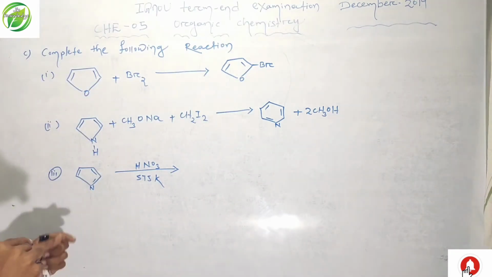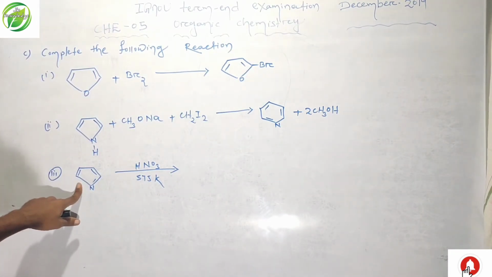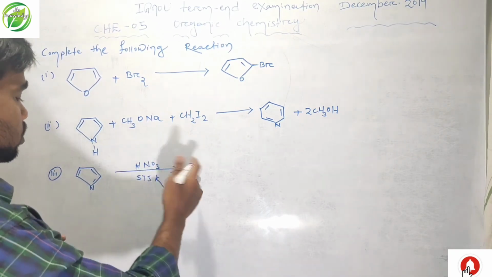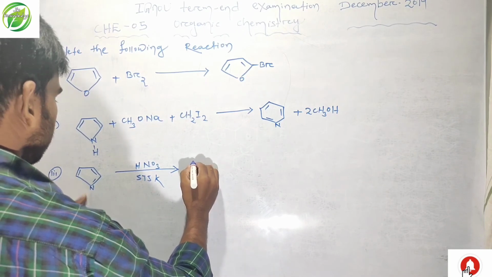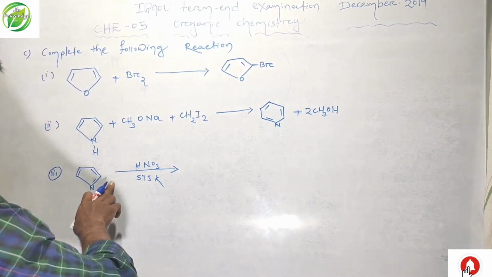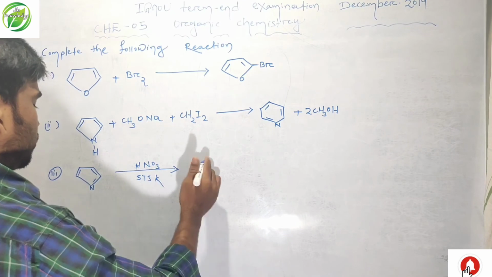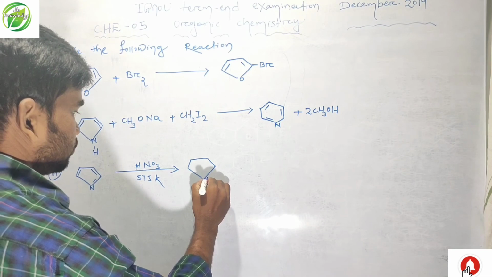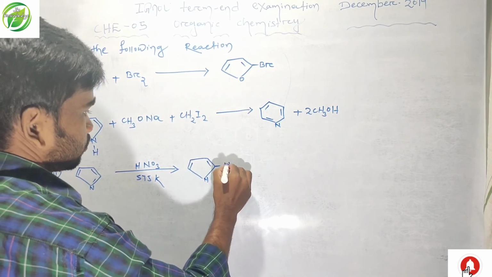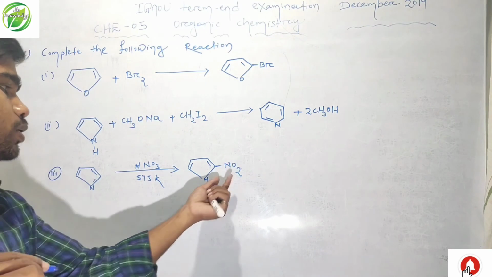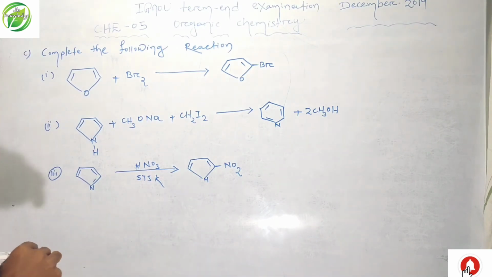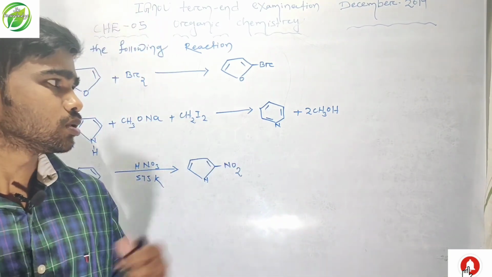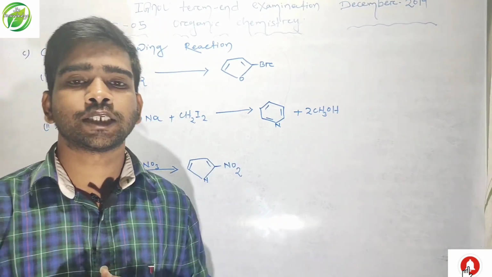Which is formed. This is pyrrole. When pyrrole reacts with HNO3, a product is formed. This is a simple substitution reaction, that is electrophilic substitution reaction. You simply join NO2 at this position. Friends, this video is getting long. We will discuss the rest of the questions in the next video.